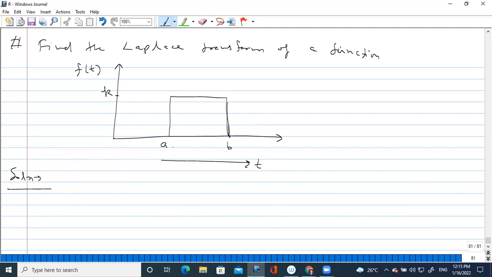Now, can you convert this graph into a function? Any idea? Sir, using unit step functions. Using unit step function. Okay, sir. Okay. You see here. Suppose I have a function like this. It is going to infinity. I have another function like this.